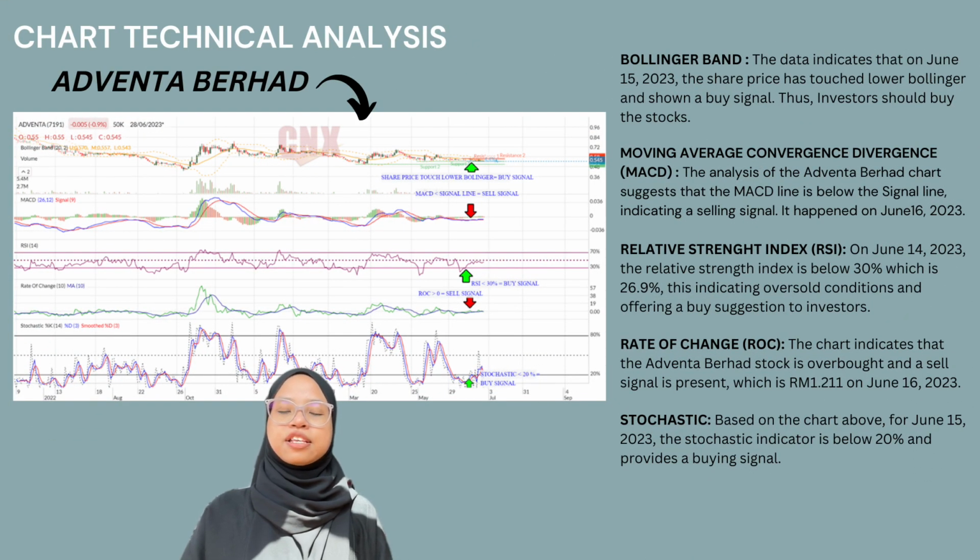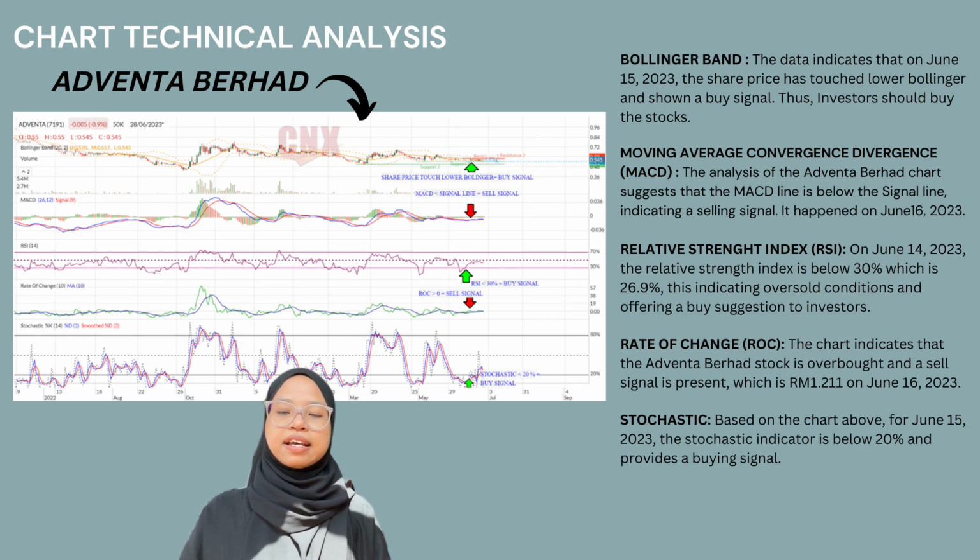For the first indicator, Bollinger Band. The data indicates that on 15 June 2023, the share price has touched the lower Bollinger Band and shown a buy signal. Thus, investors should buy the stock. Next indicator is Moving Average Convergence Divergence, MACD. The analysis of the Aventar Berhad chart suggests that the MACD line is below the signal line, indicating a selling signal. It happened on 16 June 2023.